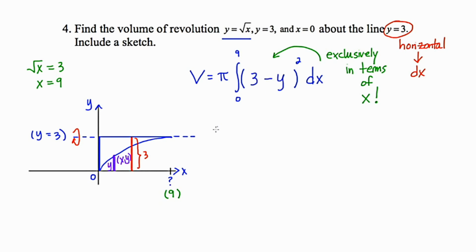Now our radius needs to be expressed exclusively in terms of x, so I've got to do another manipulation. We know from the original problem that y is defined to be the square root of x, so that's the substitution that I'm going to use. And I'm going to leave it up to you to square this out and actually do the integration to check your answer.